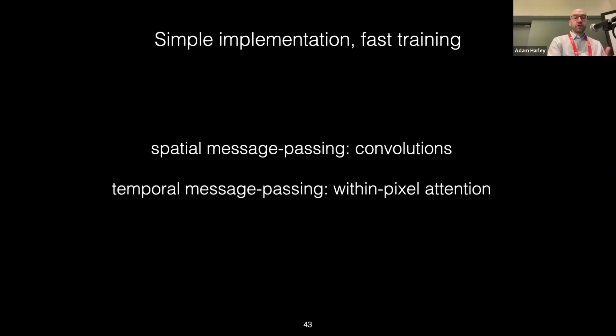So this dense design allows us to have a surprisingly simple implementation. All of the spatial message passing is achieved with convolutions. All the temporal message passing is achieved with the within-pixel attention that I described. And this setup also makes the training pretty fast because it's usually the attention operations that slow down training, and that's especially the case when the attention space is large. But here, the attention is playing a pretty small role, and we don't need a lot of resources to make this work.